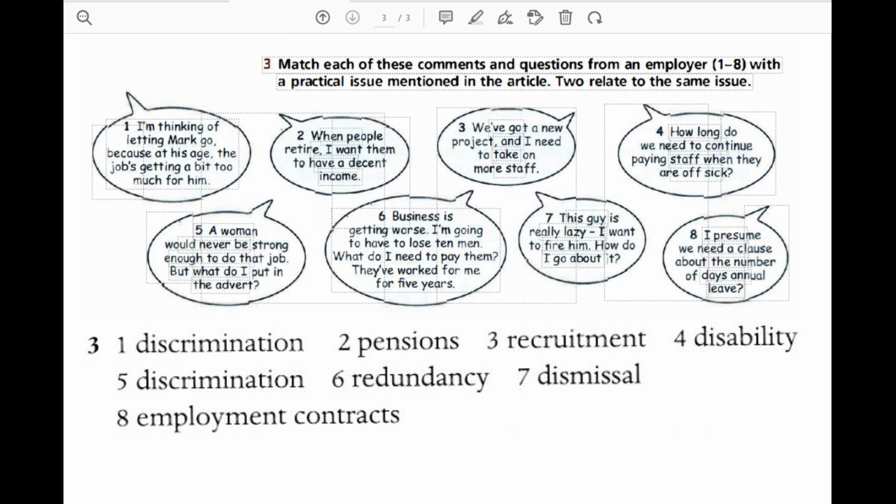Redundancy. Seven, this guy is really lazy. I want to fire him. How do I go about it? Dismissal. Eight, I presume we need a clause about the number of days of annual leave. Surely that's an employment contracts clause.